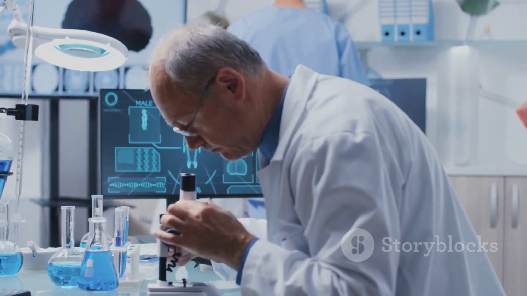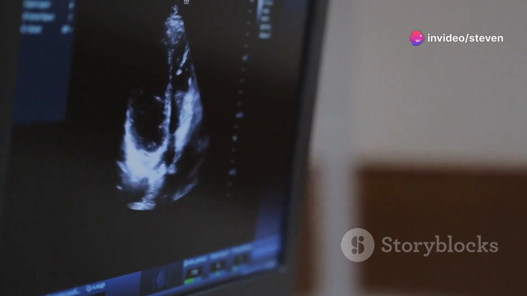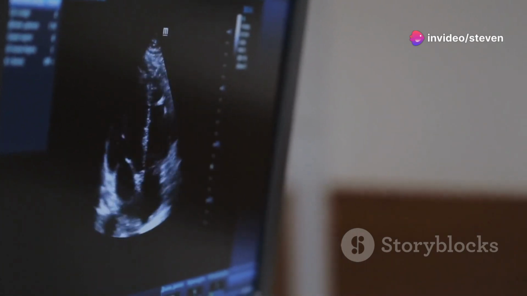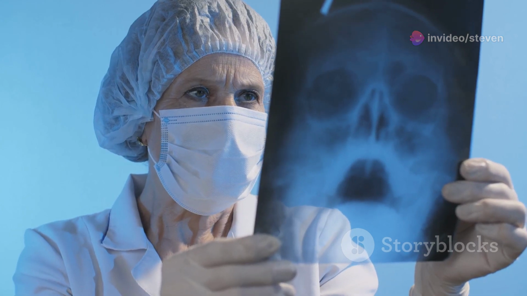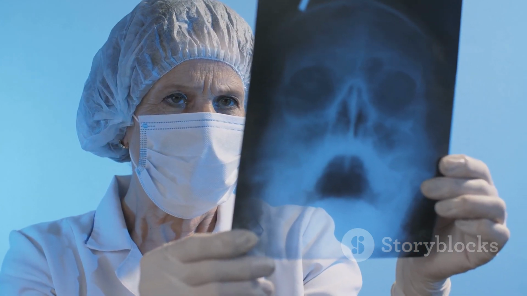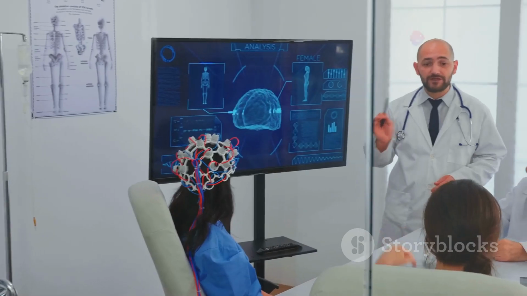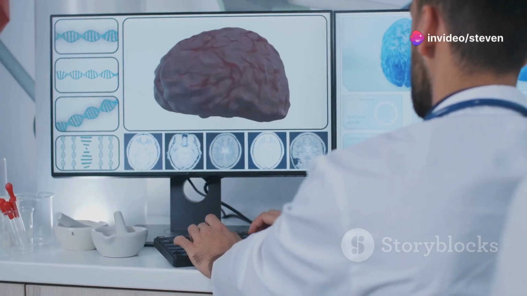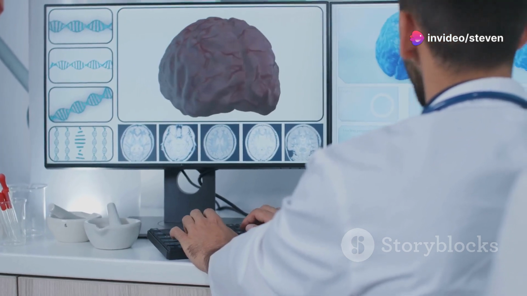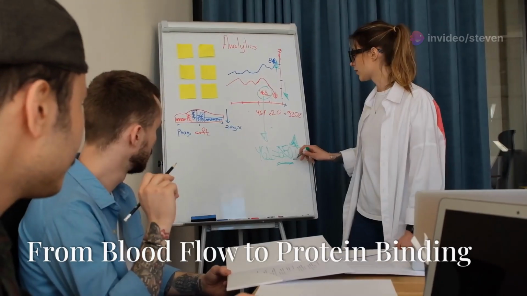bind to plasma proteins. Organs with high blood flow, such as the heart, liver, and kidneys, tend to receive the drug more quickly. In contrast, tissues with lower blood flow, such as fat and bone, may receive the drug more slowly. The drug's ability to cross biological barriers, such as the blood-brain barrier, also plays a crucial role in its distribution and ability to reach its target site of action.